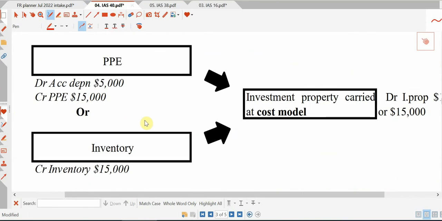Now, the other way around. PPE change to investment property, or inventory change to investment property. Now, how can this happen? Let's say, for example, I have a factory. Now, factory is PPE, but I don't have enough orders. So about 40% of my factory is not used. So what do I do? The 40%, I rent out.